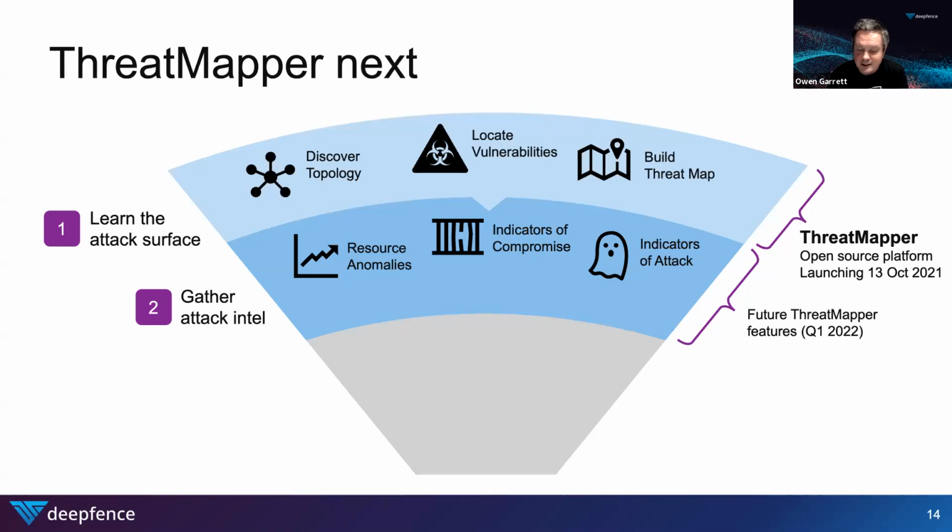Again, these are capabilities which are already present in earlier Deepfence products, and we'll be moving these into the ThreatMapper platform over the next 3 to 6 months. The ability to identify resource anomalies. Is there a spike of traffic or a spike of CPU that's unexpected within a container or on a host? The ability to identify indicators of compromise, to look at the processes that are running within a container or on a host and identify if a process is misbehaving.